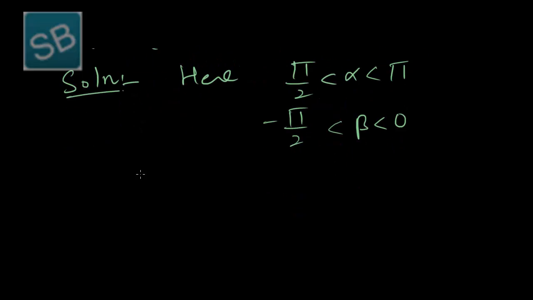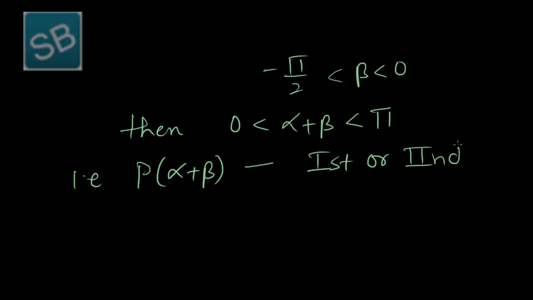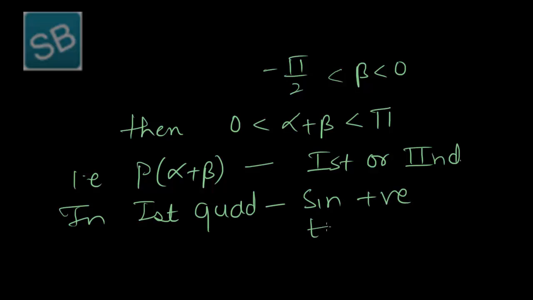So on adding these inequalities, we get 0 less than alpha plus beta less than pi, that is 0 to pi, that is in the first or second quadrant. So P of alpha plus beta may lie in the first or second quadrant. So in the first quadrant, sin is positive and cos is also positive. The use here is of cos, as the coordinate of P of alpha plus beta is cos of alpha plus beta and sin of alpha plus beta.